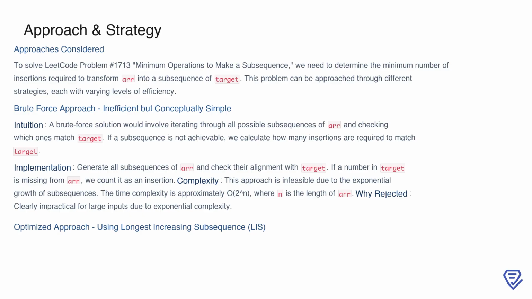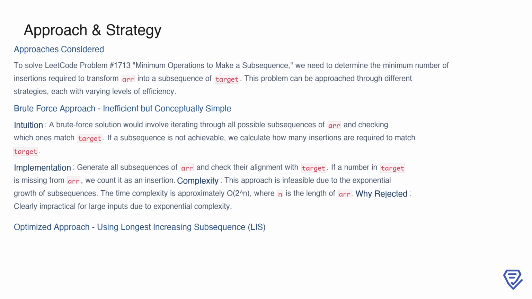To tackle the problem of determining the minimum operations required to make target a subsequence of ARR, we can start by exploring different approaches. One intuitive but highly inefficient strategy would be the brute force approach. The idea here is straightforward. We generate all possible subsequences of ARR and check which ones align with target. If certain elements from target are missing in ARR, we count those as insertions.